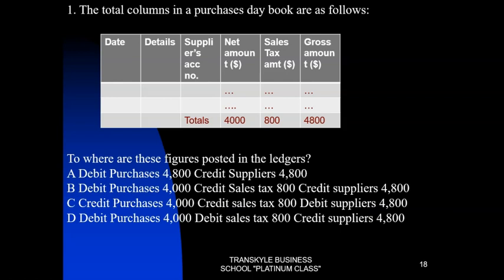Good. Now, we're having this question number 1, which is actually a very interesting question, and I hope it's going to be very easy. You can just pause the video and do it on your own. The total columns in a purchase daybook are as follows. We know the purchase daybook records purchases on credit. So we've got names of suppliers, the net amount, the sales tax amount, the gross amount of those purchases, including the details. To where are these figures posted in the ledgers?